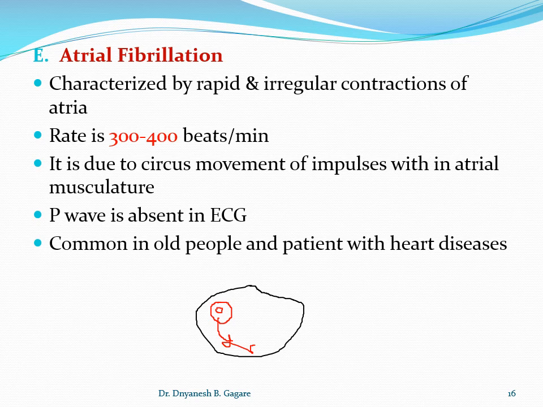Once it is generated here, it will cause the contraction of this part. Then the next moment it goes here, stimulates this part, and leads to its contraction. Then like this, in a circus movement, this impulse rotates there. Okay, it circulates there, and that is called the circus movement of impulse in atrial musculature.